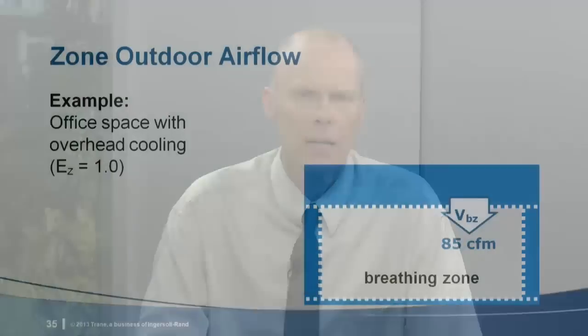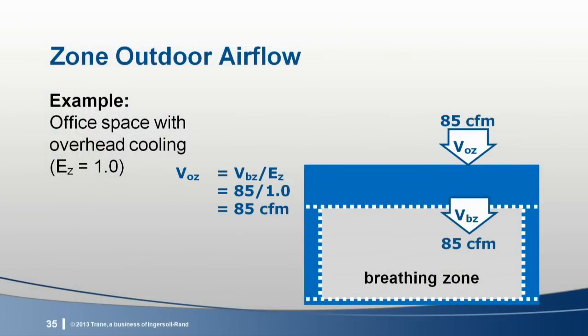This means that delivering cool air from overhead diffusers is 100% effective at getting the outdoor air into the actual breathing zone. So solving the equation, we find that 85 CFM of outdoor air must be delivered to the diffusers so that 85 CFM makes it into the breathing zone. No air bypasses in this mode. But what about during heating mode?